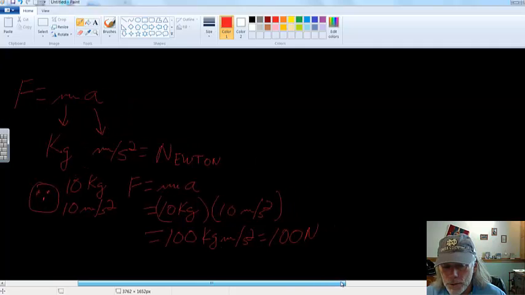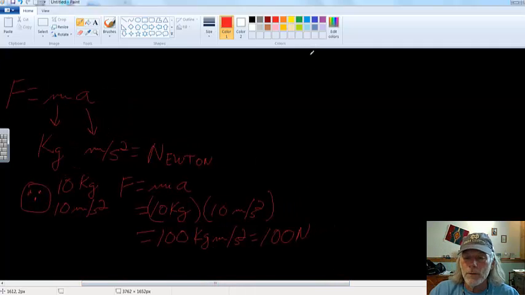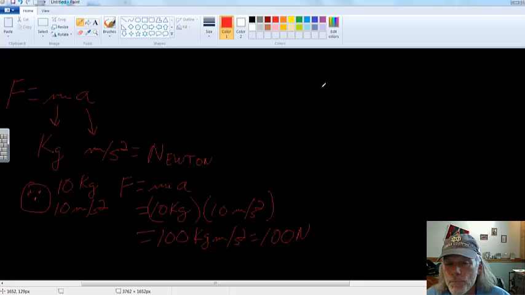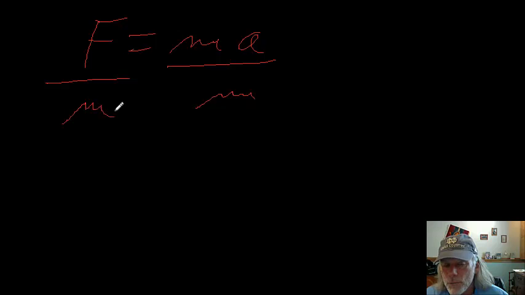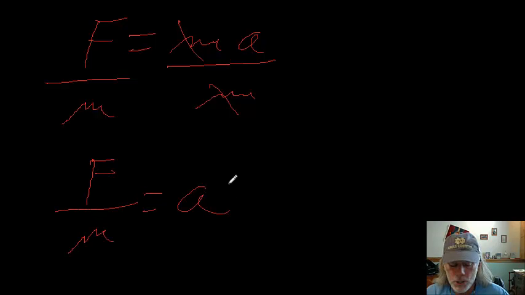Well, quite often you're going to see this formula written in terms of acceleration. So let's see if we can do that. Force equals mass times acceleration, and we want to get acceleration by itself. So we've got to divide each side by mass. If we do that, we see these two cancel out. So force over mass equals acceleration.